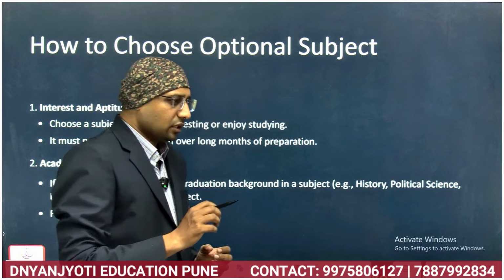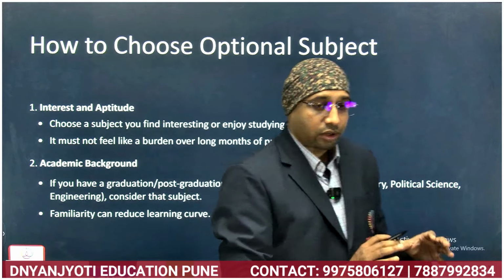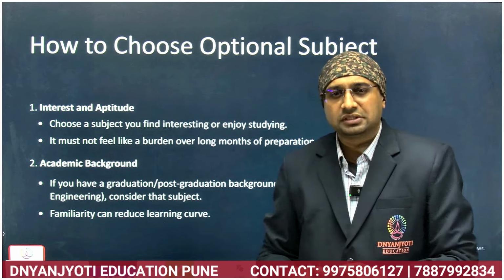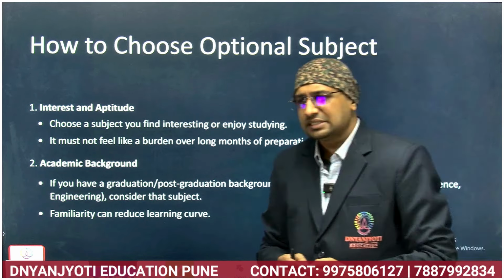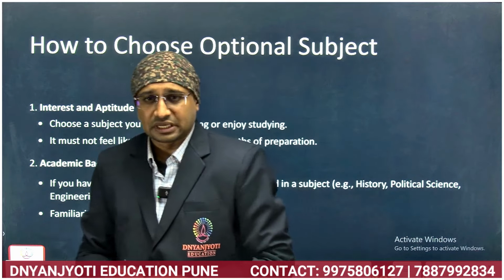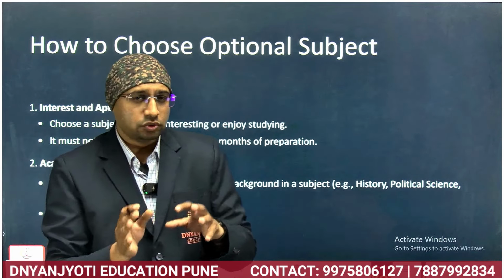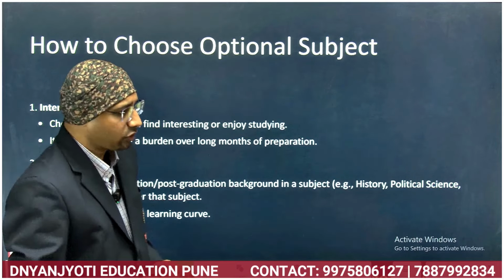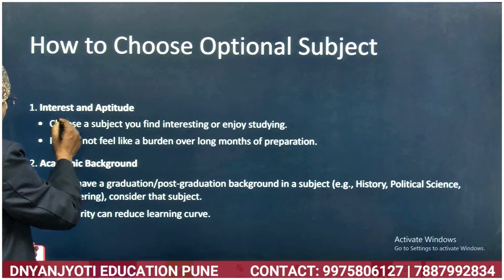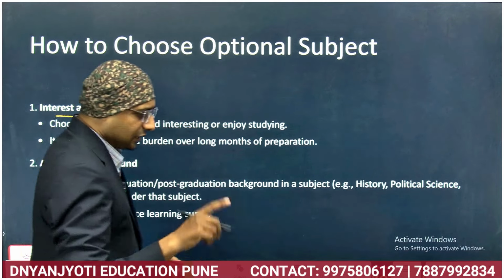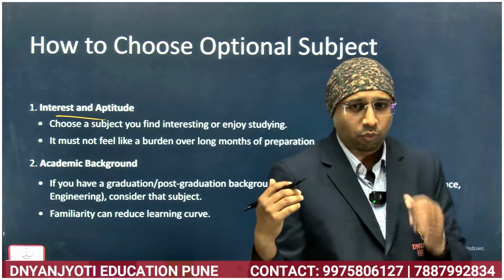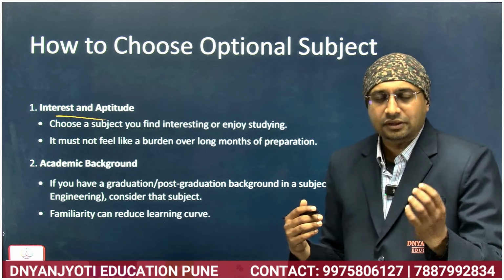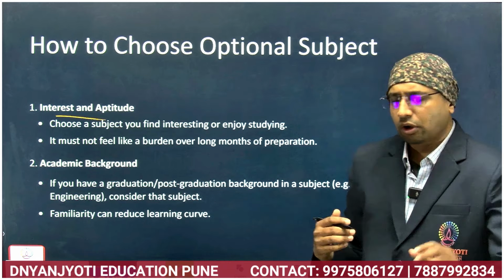So that means to avoid or ignore optional in comparison with GS subjects is kind of a strategic mistake, and people should not make that strategic mistake. That's why we come up with this particular topic. So, interest and aptitude, we'll go one by one. It's very important to go strategically and point wise. Then and only then you will understand what the overall strategy should be.